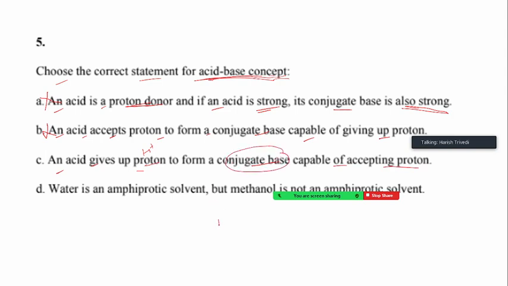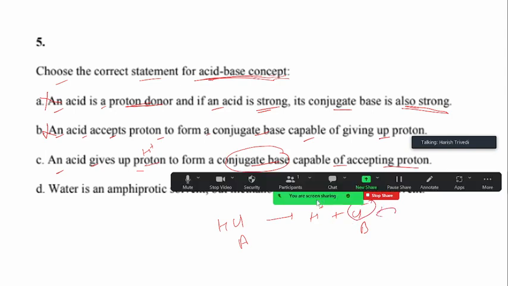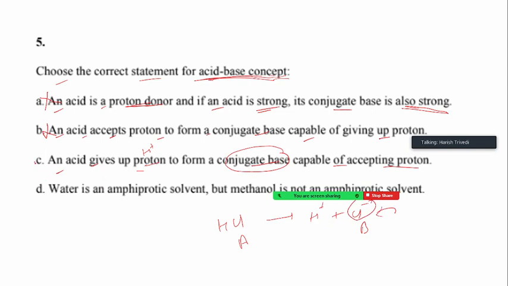Suppose like that, HCl. So it will give H plus and Cl minus. So this is acid, and it is conjugated base. So this conjugated base is able to again take proton. According to this statement, this is a correct statement.